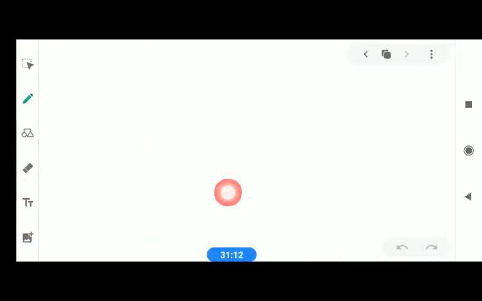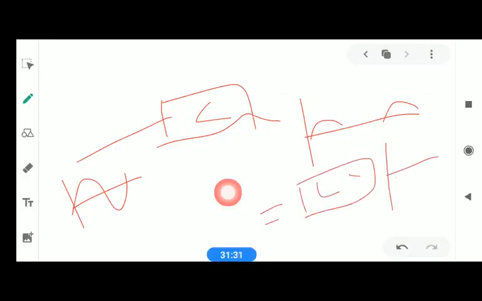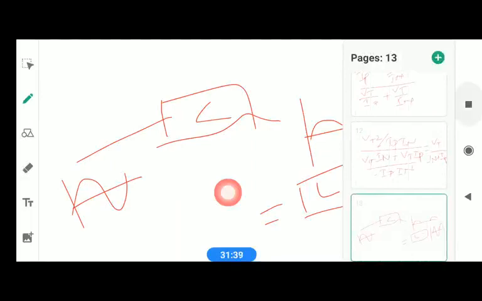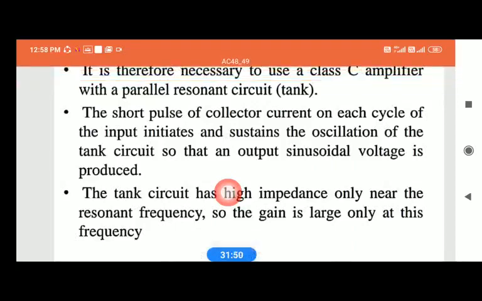When you give the input, the class C amplifier gives only small pulses of less than 180 degrees. When you give this signal to the LC circuit, the LC circuit generates a full cycle waveform at a particular frequency called the resonant frequency. Usually the impedance of L and C is very high at resonance, so a high amplitude is obtained at the resonant frequency only.